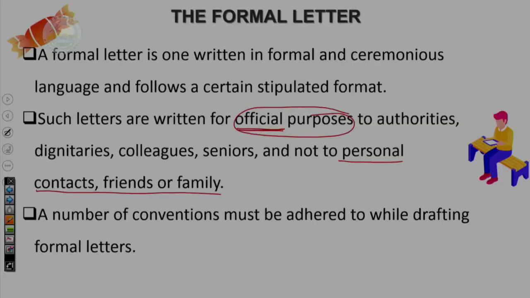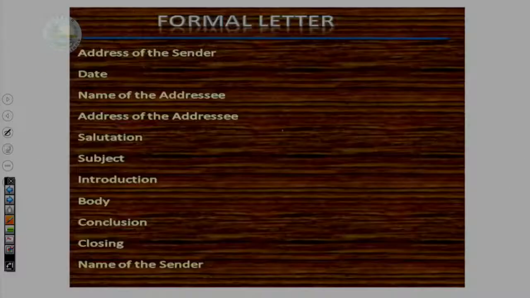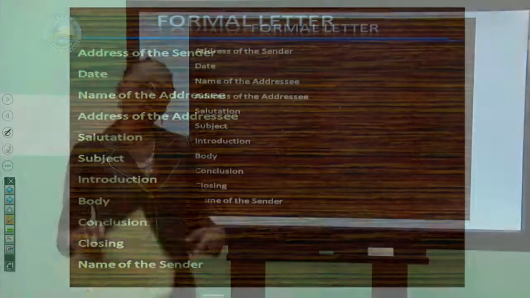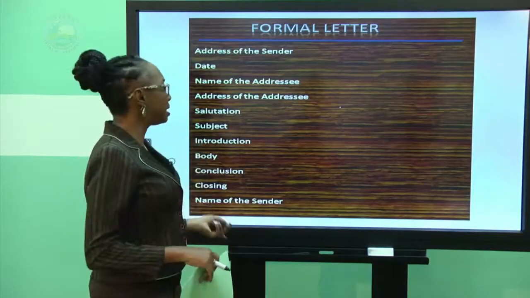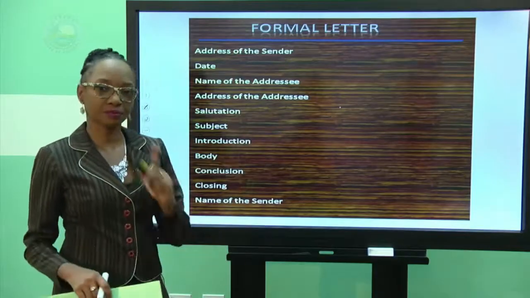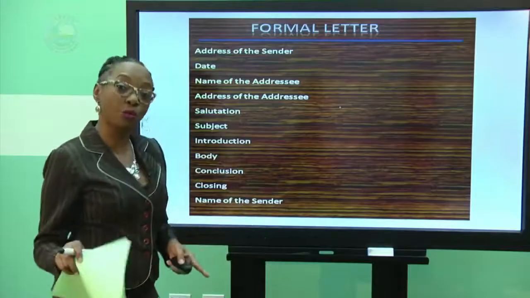A number of conventions must be adhered to while drafting your formal letter. What are these conventions? So the formal letter, you need to have the address of the sender, your date, name of the addressee, address of the addressee, your salutation, subject, introduction, body, conclusion, closing, and name of the sender. Yes, I know. It's a lot simpler when you're just sending a WhatsApp message to someone and you're very brief. And this may seem very long and elaborate, but again, we are stressing, it is for a formal purpose.